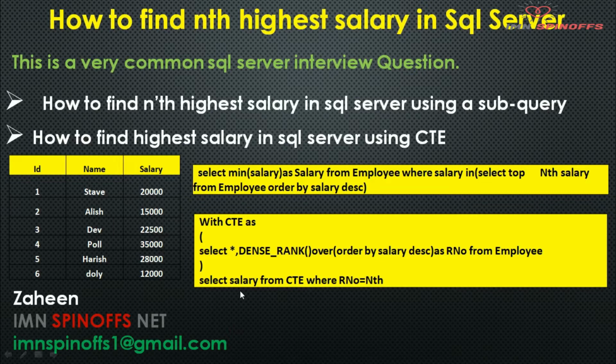Look at this, this is the employee table. It has 6 records. Max salary is 35,000. Second max salary is 28,000. So by using this subquery, look at this subquery, we can get the nth highest salary from the table.